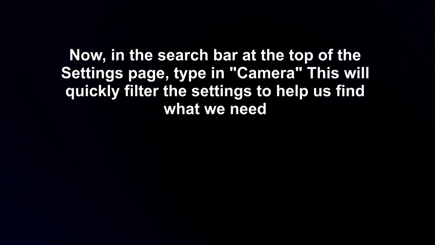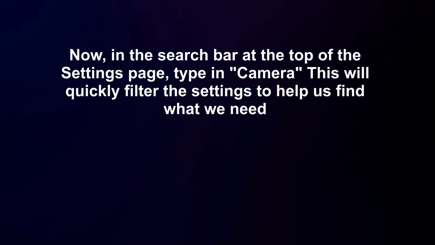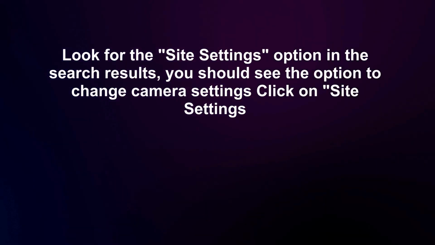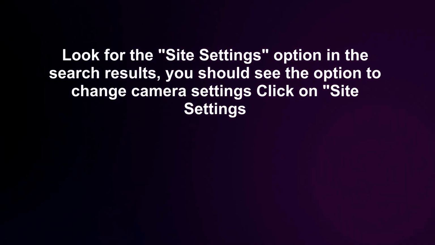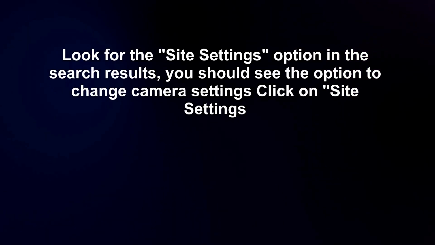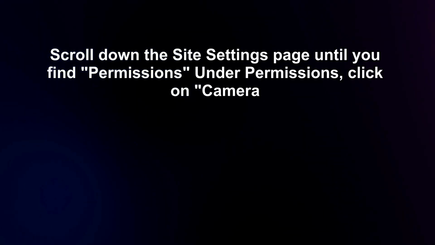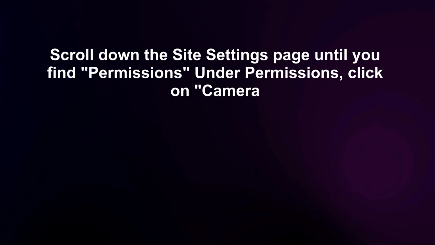Now, in the search bar at the top of the Settings page, type in camera. This will quickly filter the settings to help us find what we need. Look for the Site Settings option in the search results. You should see the option to change camera settings. Click on Site Settings. Scroll down the Site Settings page until you find Permissions. Under Permissions, click on Camera.